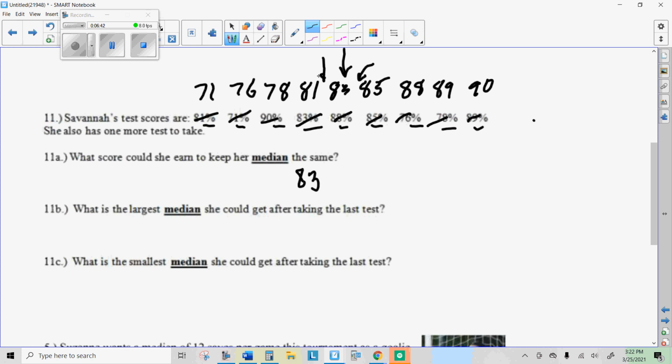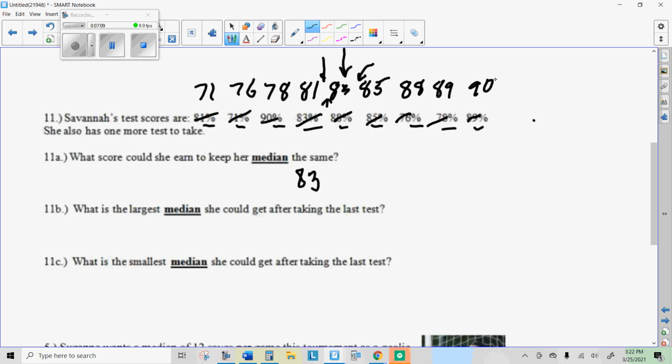Or if you put in like another 82, then that would make your score a little bit less than 83. Because remember, when you have an even number, you add the 2 together and divide by 2. So to keep it the same, you're going to have to use the same median and make that 83 the 2 middle numbers. Okay, what is the largest median she could get after taking the last test?